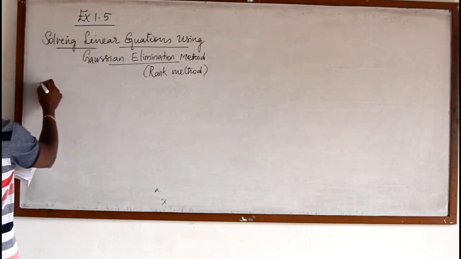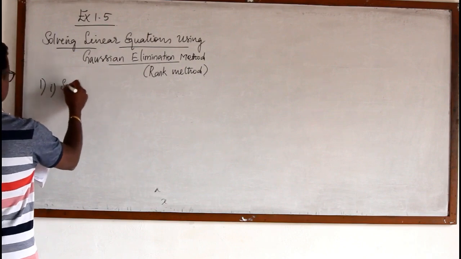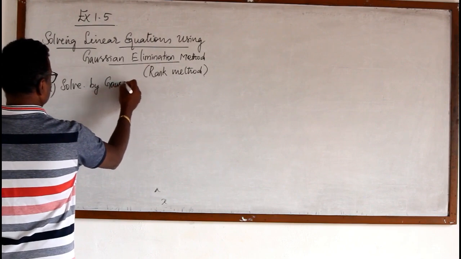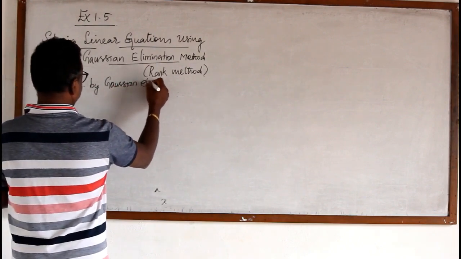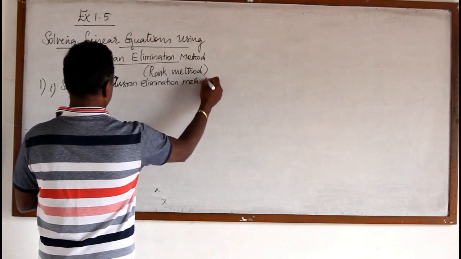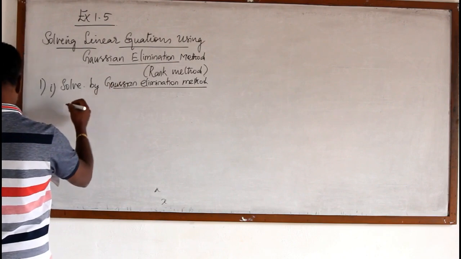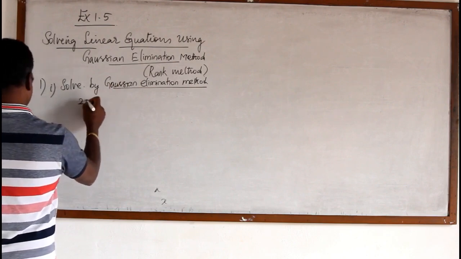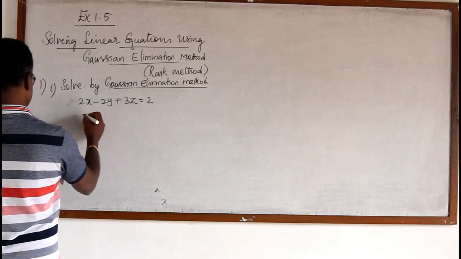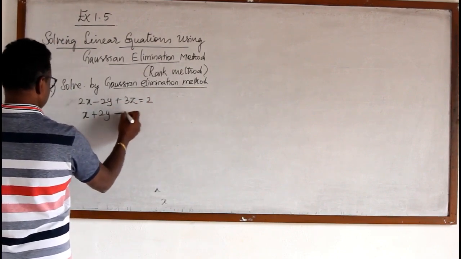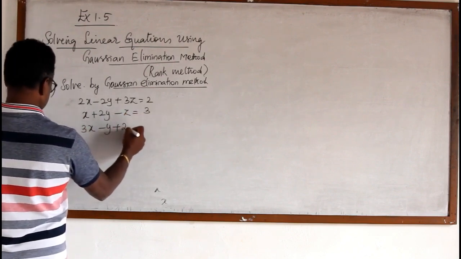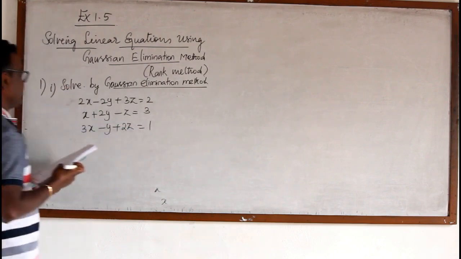Exercise 1.5, first problem, under that first one. Solve by Gaussian elimination method. So they may also call it the rank method. First one: 2x minus 2y plus 3z equal to 2. x plus 2y minus z equal to 3. 3x minus y plus 2z equal to 1.